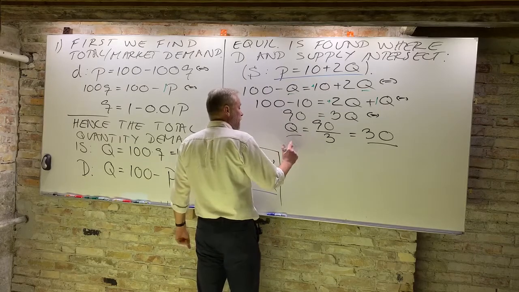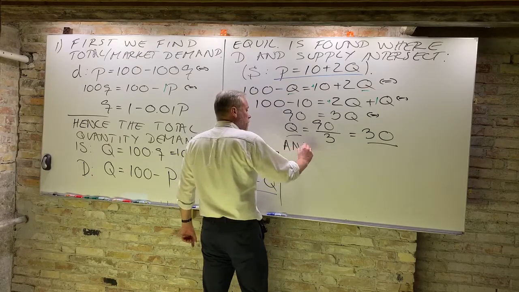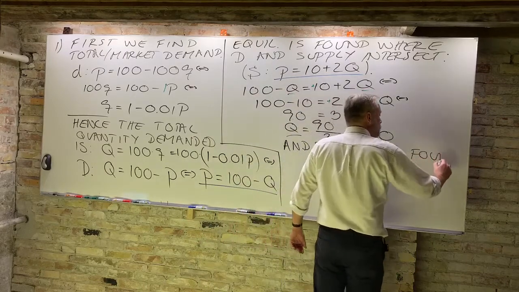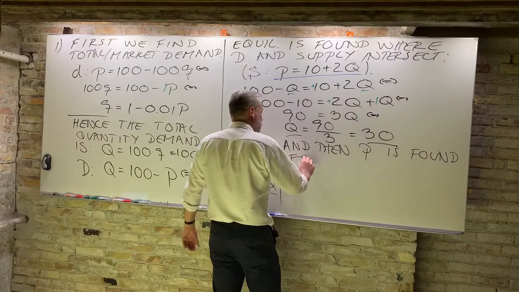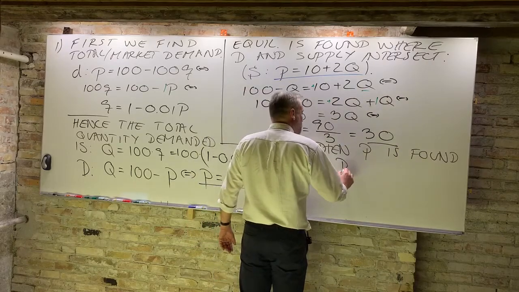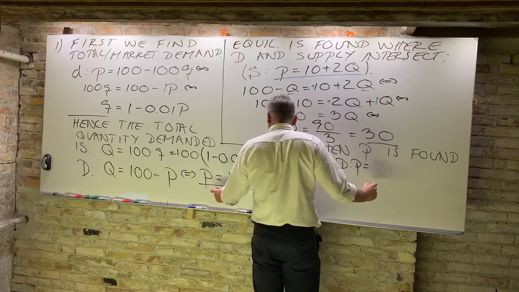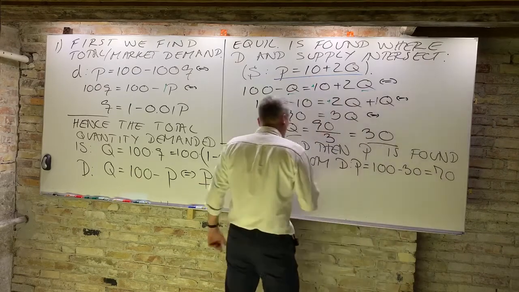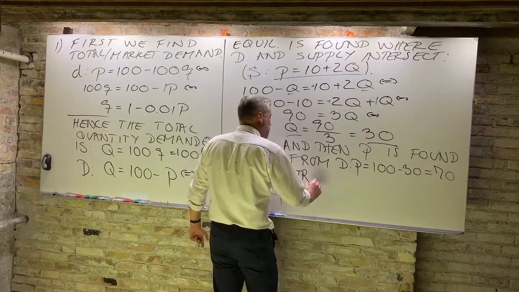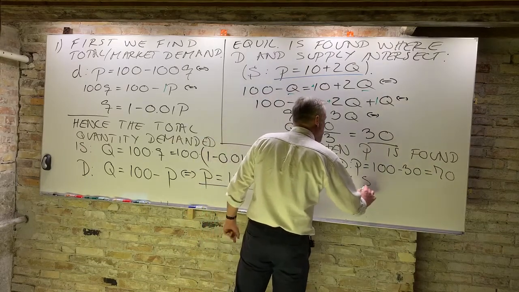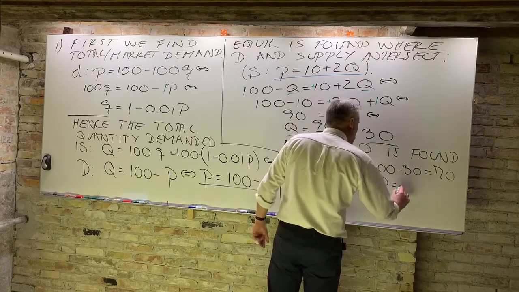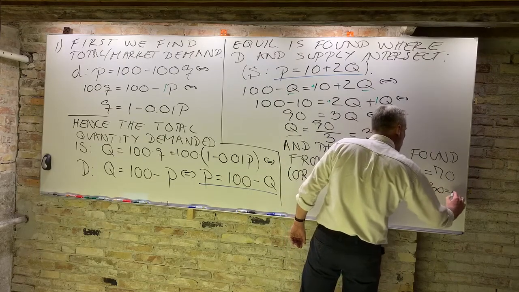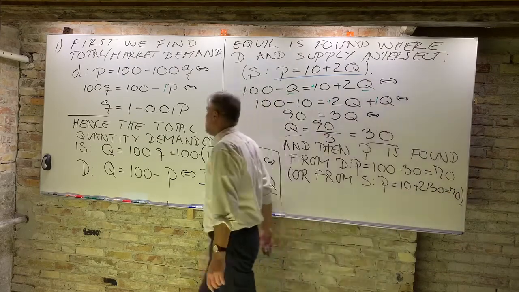So you can write here, price is found from demand, P equaling 100 minus 30, that's 70. And then you can write, if you want to, in a parenthesis, or from supply. But you don't have to do both. I just do it here once so that you will see that we actually do get the same.